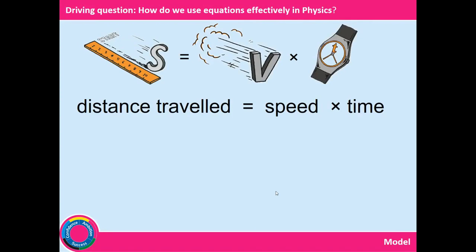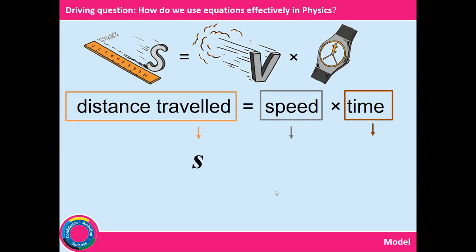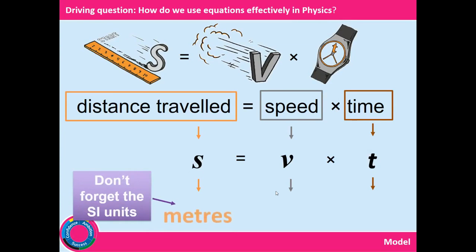Now, we want to look at another equation called the distance time equation. This as well you studied in year 8 when we studied motion. So distance traveled equals speed times time. The distance traveled is represented by s, the speed is represented by v, and the time is represented by t. Distance traveled, the unit is meters, speed is represented by meters per second, and time is represented by seconds.